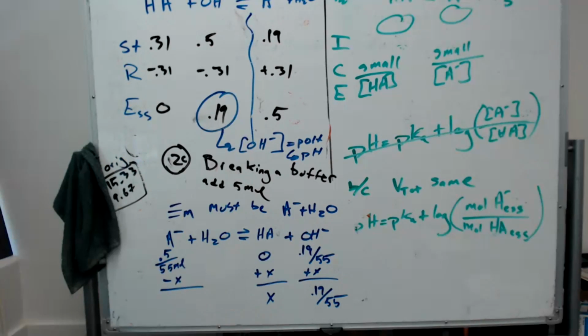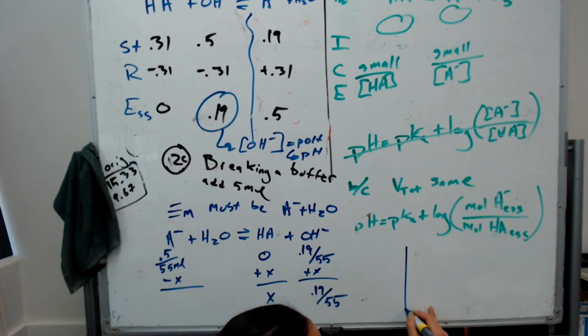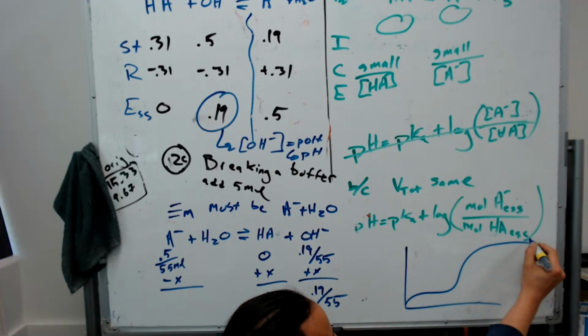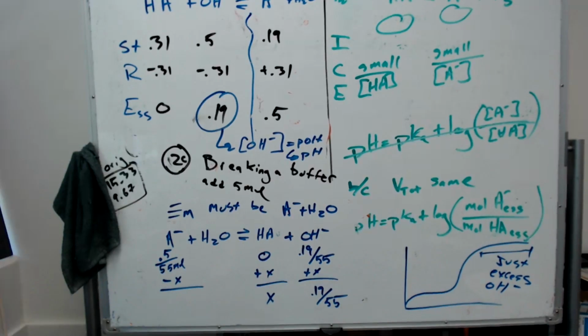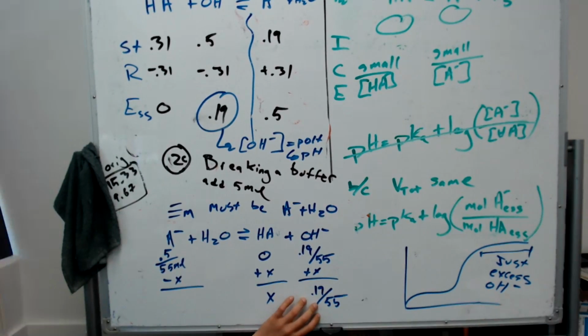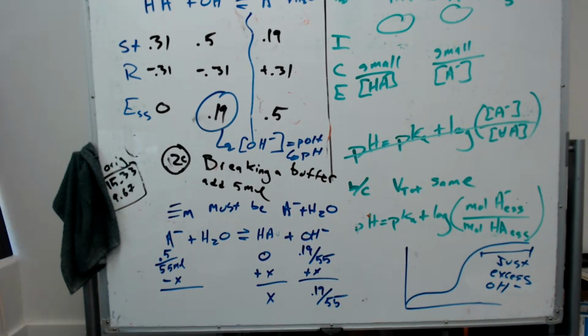But you don't need to do the ice table because, and this is why on every titration curve, past the equivalence point looks the same. It's just excess OH minus, right? That's why the pH doesn't change much, because as you keep adding more and more OH minus, your concentration is not going up that fast. So all you do is you say excess OH minus. That's what determines everything past the equivalence point. It's just excess OH minus.